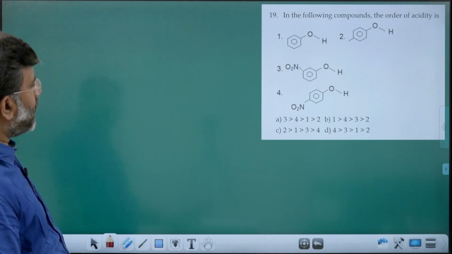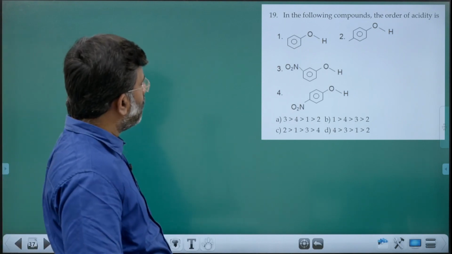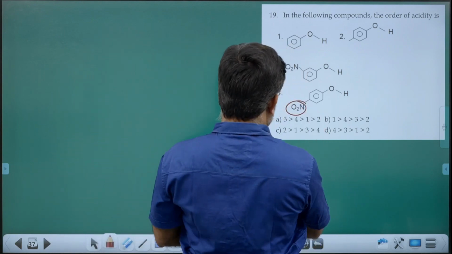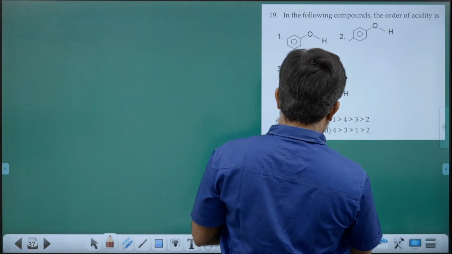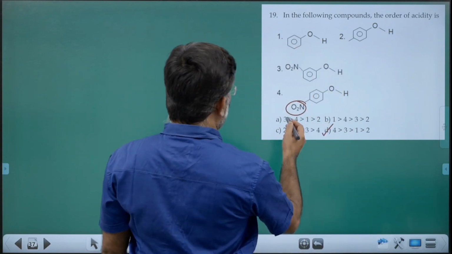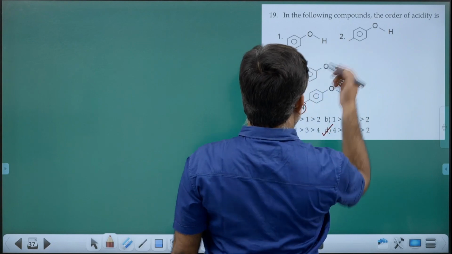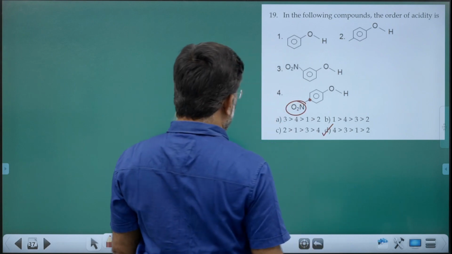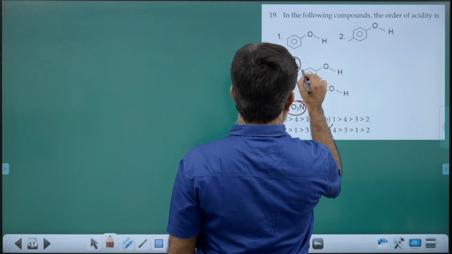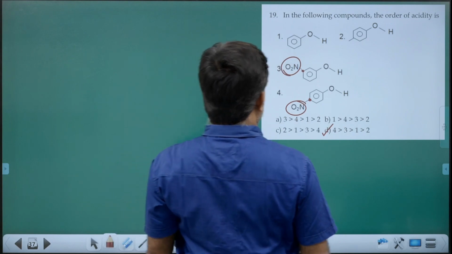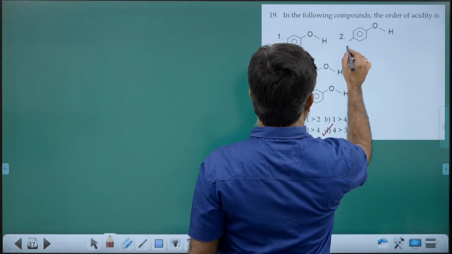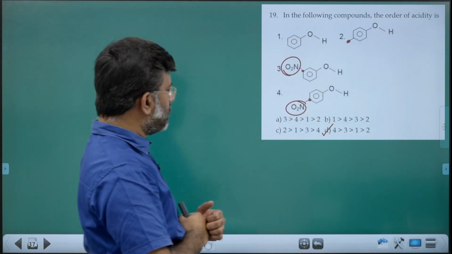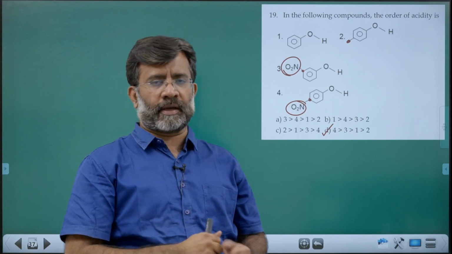Order of acidity. Most acidic, 4, para-nitro, is most acidic. Answer is option D. 4, then 3, then 1, then 2. Correct. This is an electron withdrawing group at a para position, most acidic. Electron withdrawing group at a meta position, less acidic. No groups here. Next, here it is a methyl group, electron donating group, that is minimum. So 4 maximum, 2 minimum. Option D is the correct answer.